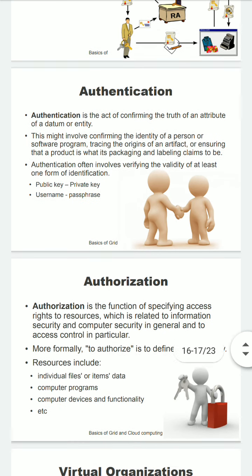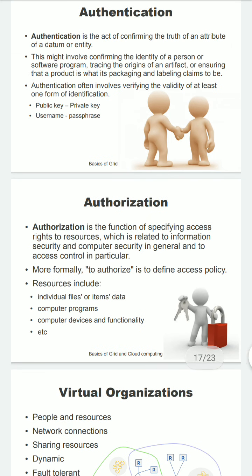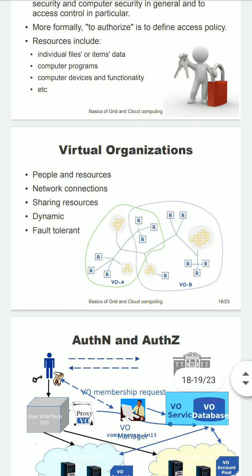Authorization is a function specifying access rights to resources. More formally, to authorize is to define access policy. Resources include files, item data, computer programs. Okay, so these are the types of policies used for security purposes in grid computing.